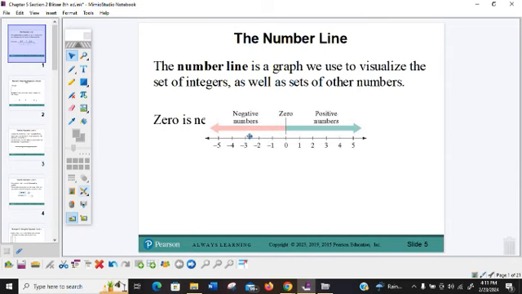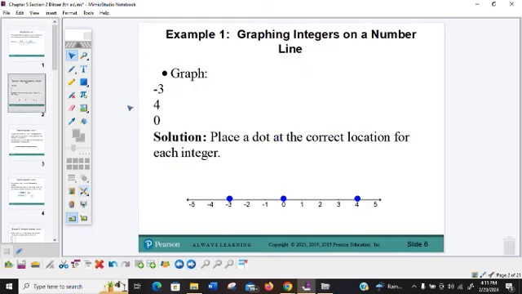The negative numbers are on the left of 0. The positive numbers are on the right of 0. So if we were to graph the -3 on this number line, -3 would be down here. If we graph +4, that would be to the right of 0. And if we graph 0, 0 would be in the middle.